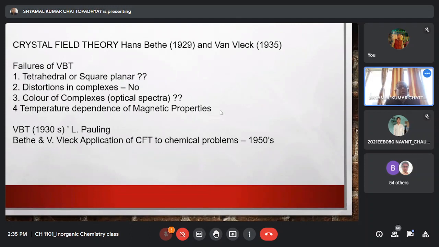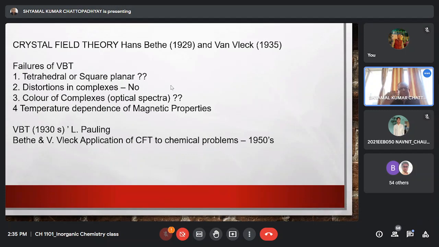And also, though there were some explanations from the valency bond theory about the Jahn-Teller effect, about the distortion of the complexes, about high spin and low spin complexes, and whether a 4-coordinate complex will be tetrahedral or square planar, the explanations were not very satisfactory, philosophically or theoretically.